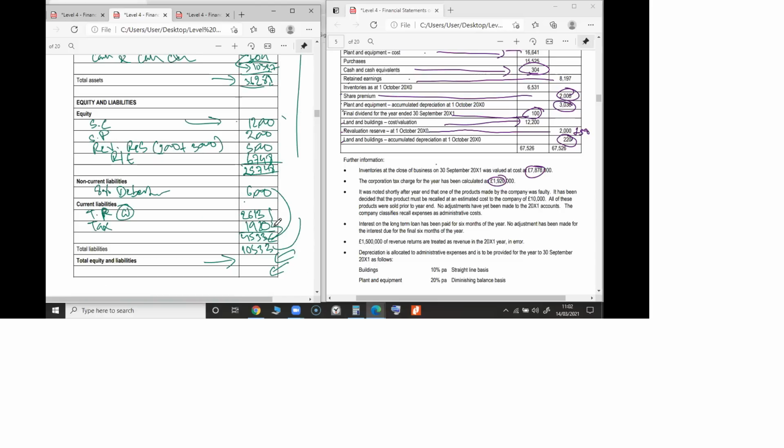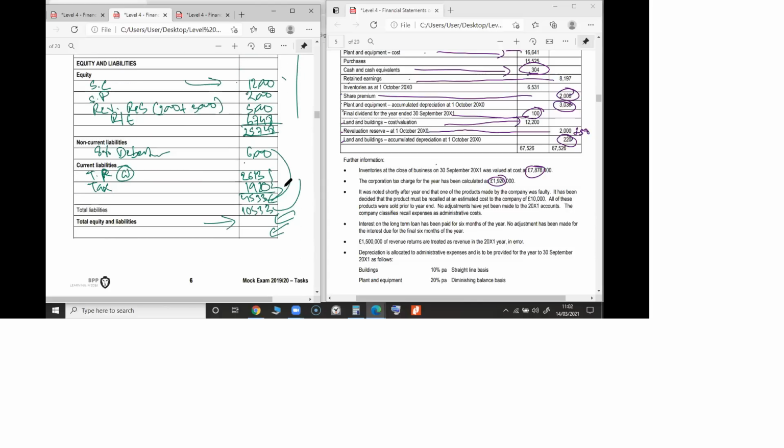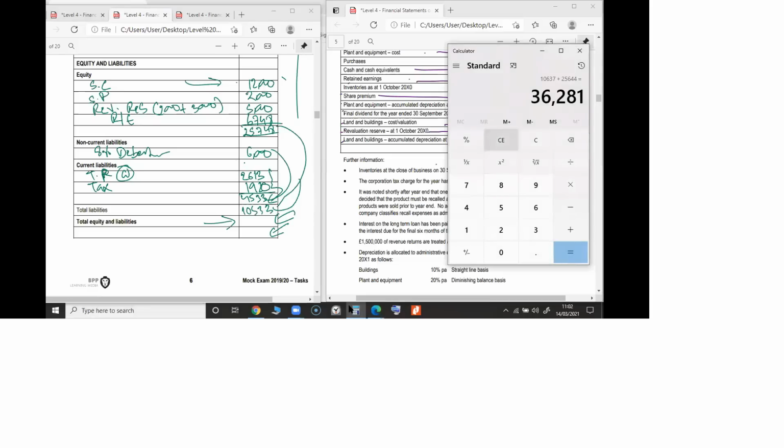Do you get equal to total assets? Your total asset was how much? 36,281. Do you get 36,281? Like 25,748 plus 10,533. Let me add up. Equity is 25,748 plus liabilities are 10,533. 36,281 is our total, yes.